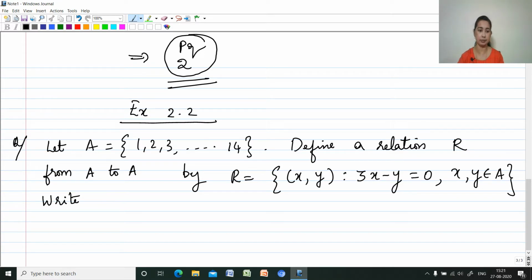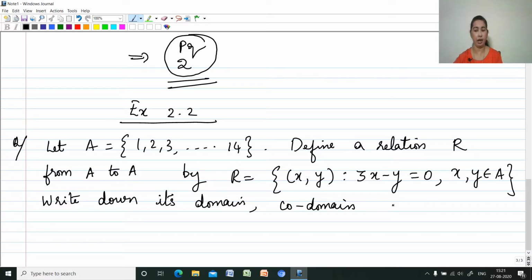Write down its domain, codomain and range. We have to find its domain, codomain and range. So before finding out the domain, codomain and range, we have to find out the elements of that set R. We have to find out the elements of that given relation. Relation given as set of ordered pairs x comma y such that 3x minus y equals 0. So we need to find out what are the elements of that relation.